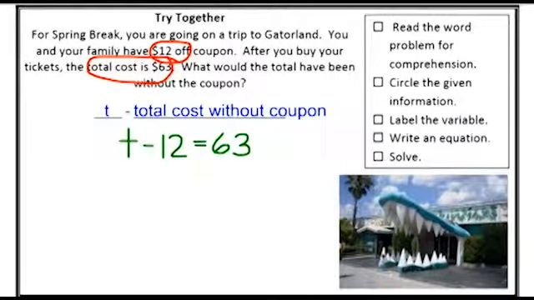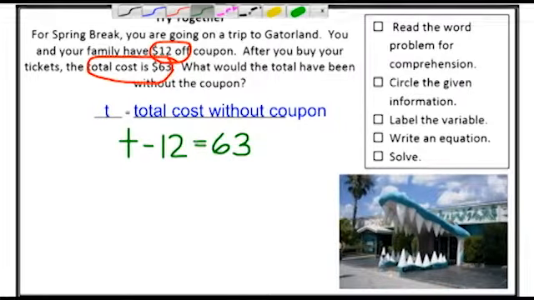This is the total cost it would cost for my family to go to Gatorland without a coupon. We had $12 off. Well, to me, that means my final answer is going to get smaller. It happens once, and it's not groups. I'm not breaking into equal groups. I'm just taking away one chunk once. To me, that's subtraction: T minus 12 equals 63.